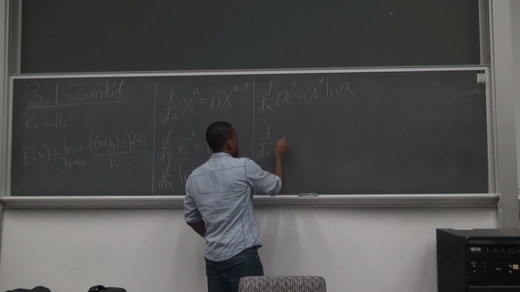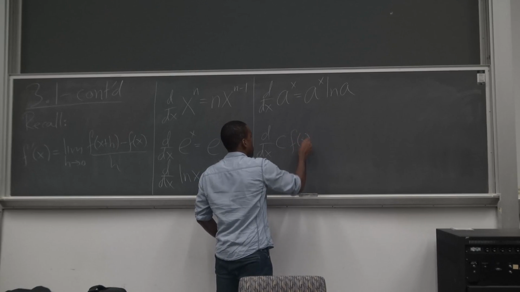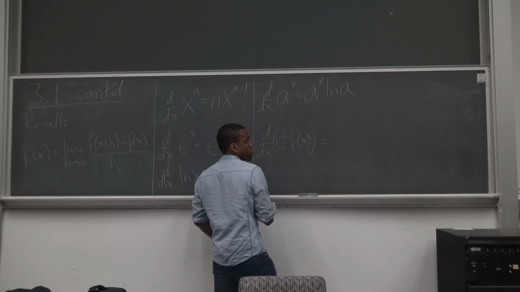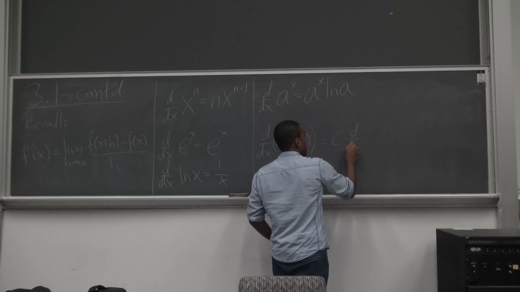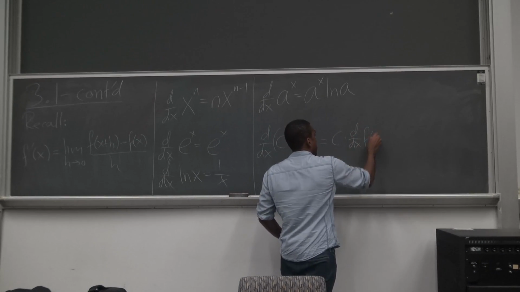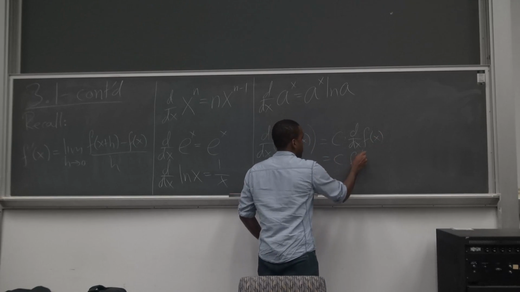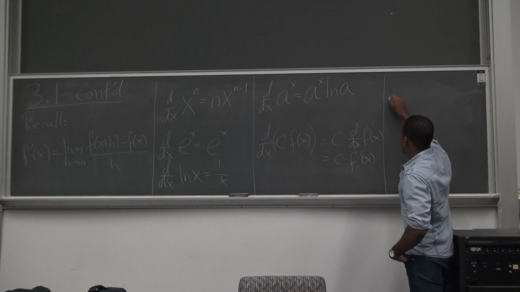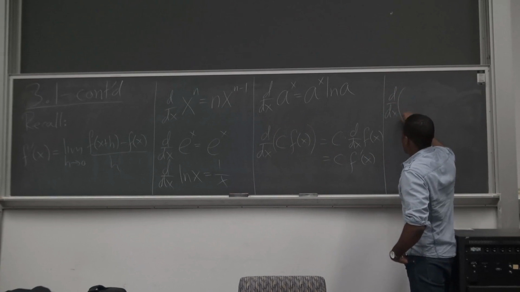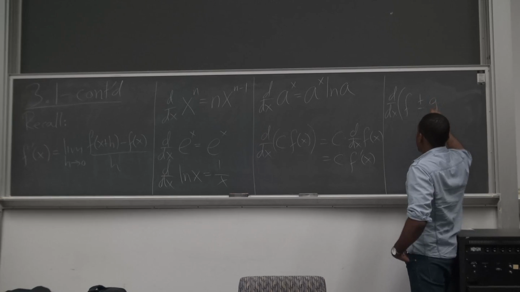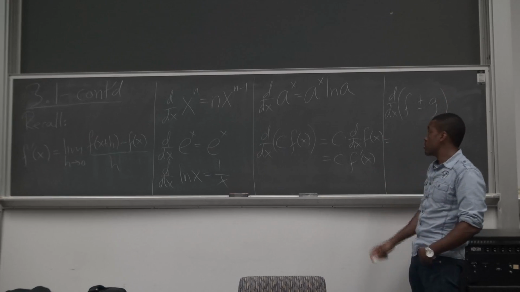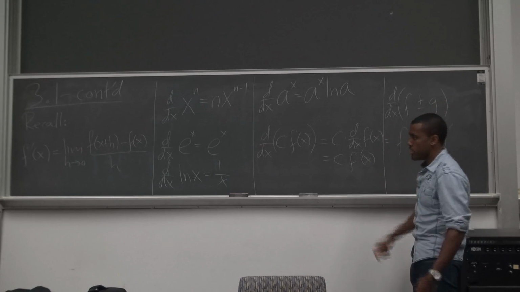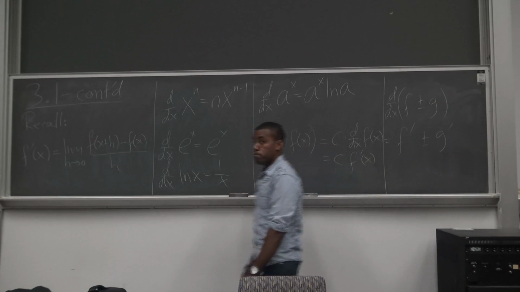So if you have the derivative of a constant times a function, it's a constant times the derivative of the function. Or you can write c as the same thing. This is all I have in the test. What about the derivative of a sum of functions? Derivative of f plus g. Yeah, you can just differentiate each part.